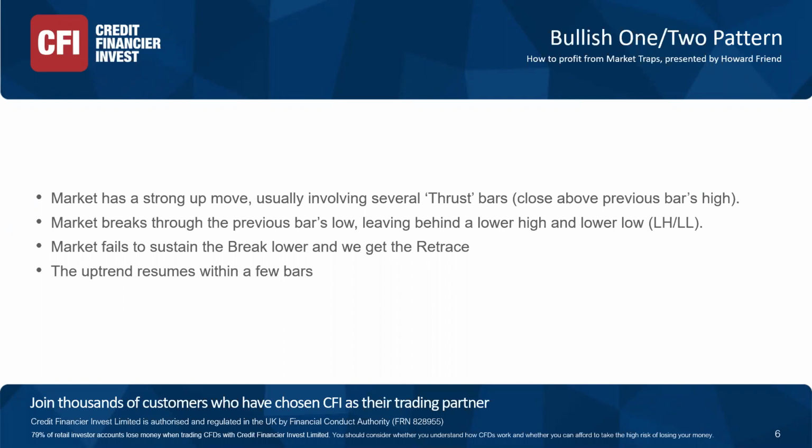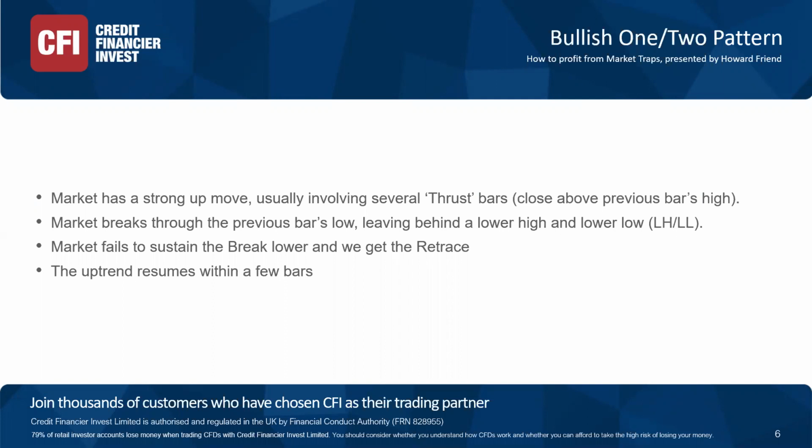So now, after seeing a thrust move to the upside, a good move, a good sign of strength, we're then looking for a correction. And I define this correction as breaking through the previous bar's low, but also leaving behind a lower high. So what effectively we've got is a bar or a candlestick where the high is below the previous bar's high and the low is also below the previous bar's low. So that's the break to the downside. It's anti-trend, it's against the trend.